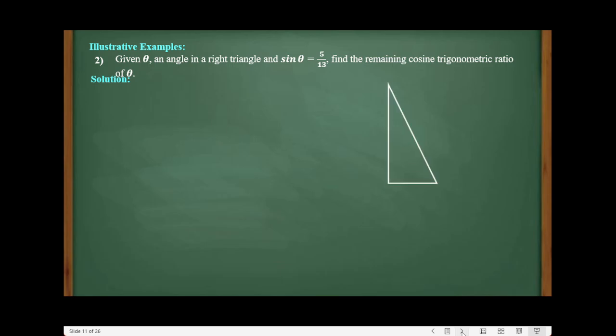Now, for our solution, first we draw a triangle. Let us label the figure based on the given information in number 2. So, we know that sine theta is defined as what? The ratio of the opposite leg to angle theta over the hypotenuse.